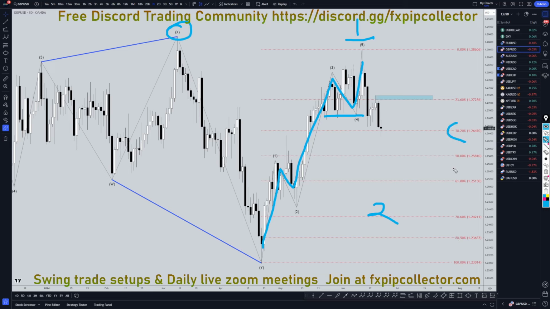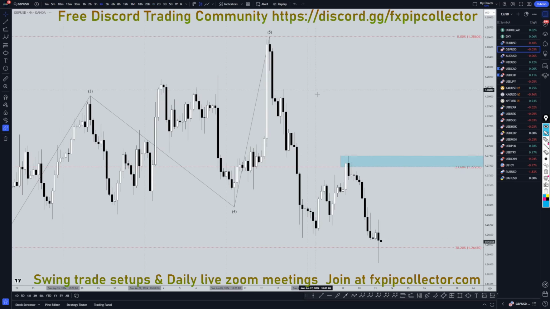Now we are at the 38.2, but I would actually assume that it would probably make a deeper correction, maybe even a 50 or a 61.8% Fibonacci retracement before it actually did end up continuing the downtrend. So let's take it down to the 4 hour time frame.